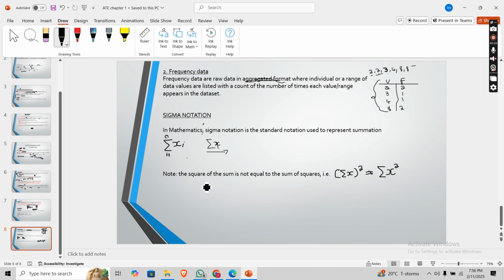An important thing is that the square of a sum is not equal to the sum of squares. So if we have this here, we interpret it as the square of a sum, and it's not the same as this here, which is interpreted as the sum of squares. Let me do a quick example for you to understand this.